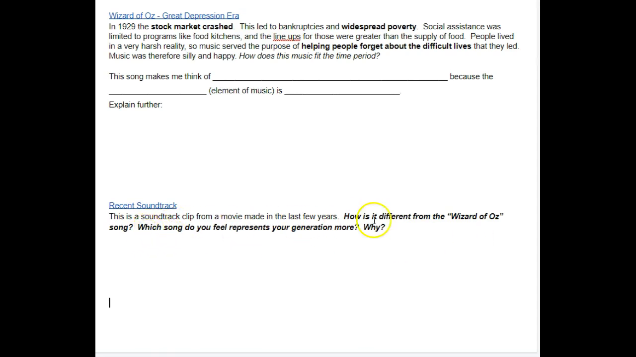And then once you've explained how it's different, remember there's a second question. Which song do you feel represents your generation more? So what is it about that song? Pick one, obviously, and then what is it about that song that makes it feel like it's your music as opposed to your grandparents' music? And make sure to explain it.